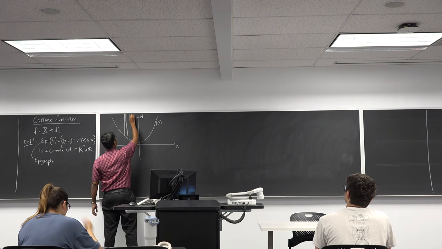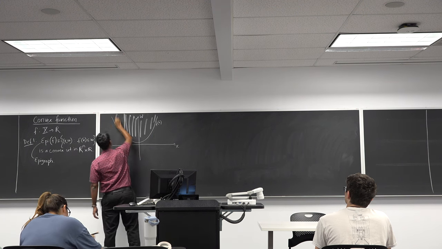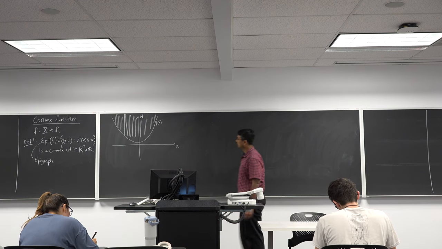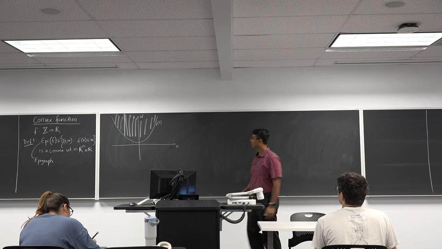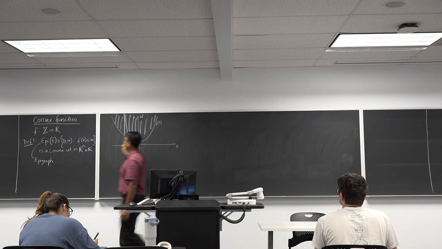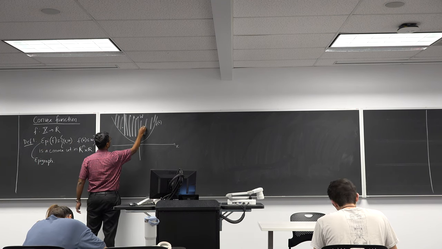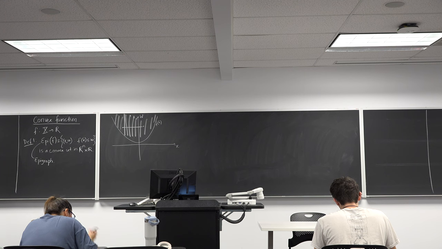So this entire thing, that's the epigraph of the function f of x. Everything including the function and everything above the function. Okay, so it's a convex set. This is a convex set. So I pick any two points, I draw a line segment. That line segment lies within the set itself.